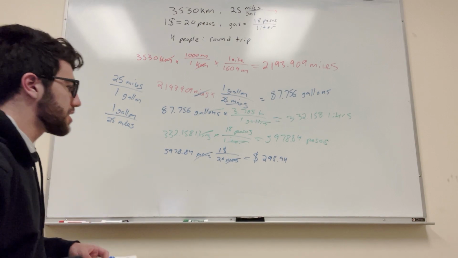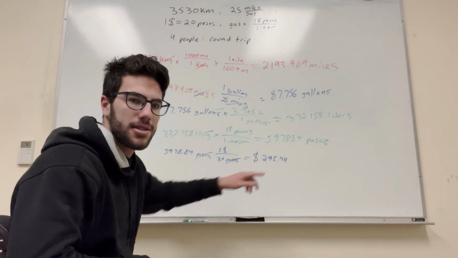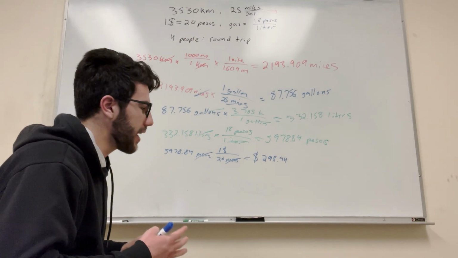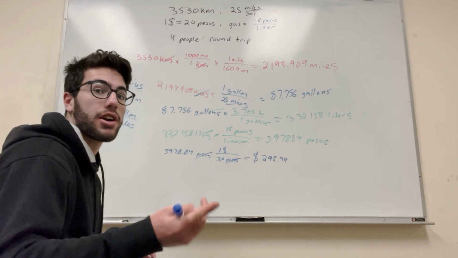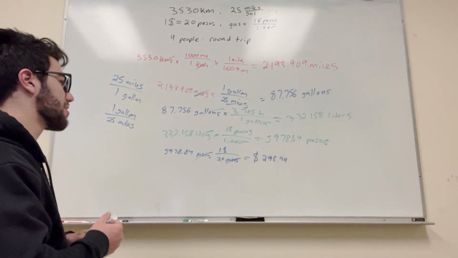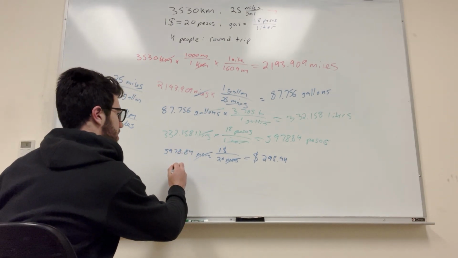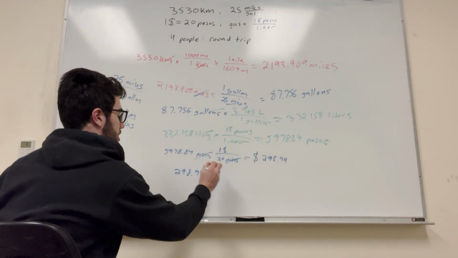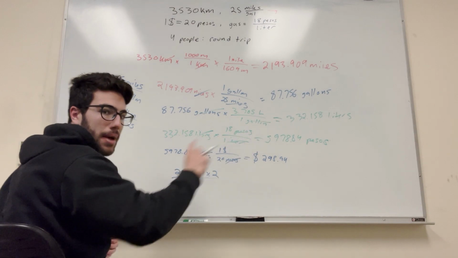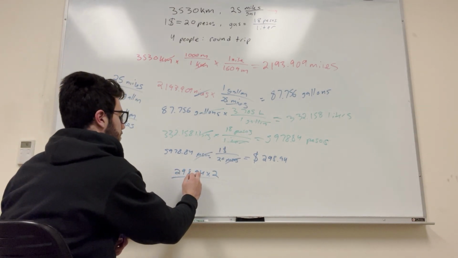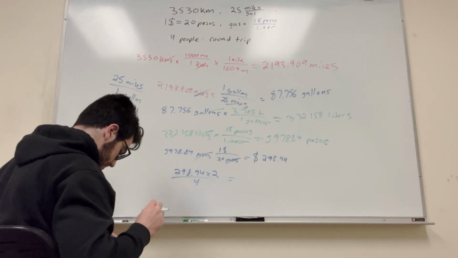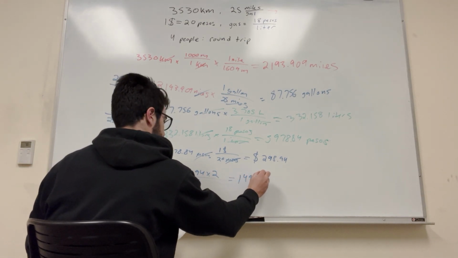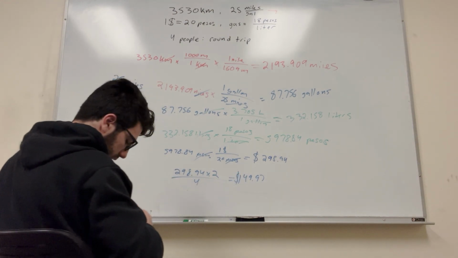Okay, so we're converting this number. This is the amount of dollars for one way per the entire van. And we want to know, because we have 4 people in the van, but we're also going round trip, we want to know how much it's going to cost per person round trip. So to do that, let's do 298.94 multiplied by 2 because it's a round trip. We're going down and back, so it's going to be twice as much. But then we're dividing it by 4 people, and that's going to be $149.97.